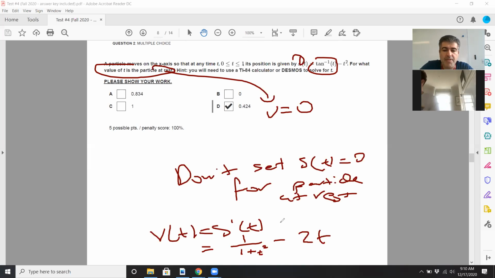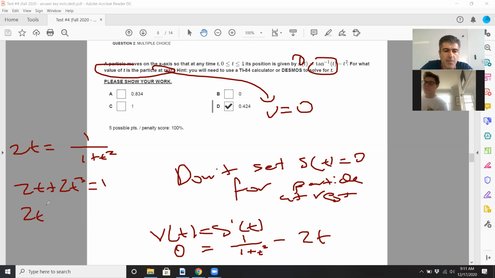And the derivative of that one's 2t. And you have to set this equal to 0. Then you move things around, like 2t equals 1 over 1 plus t squared, and you can cross multiply: 2t plus 2t cubed equals 1. Get everything on one side, and then you can use Desmos to graph it. That I'm not worried about.